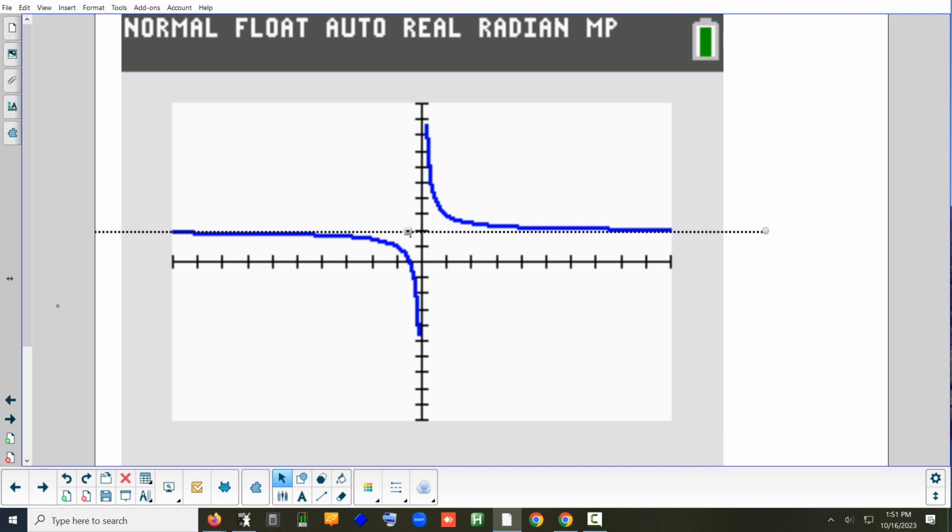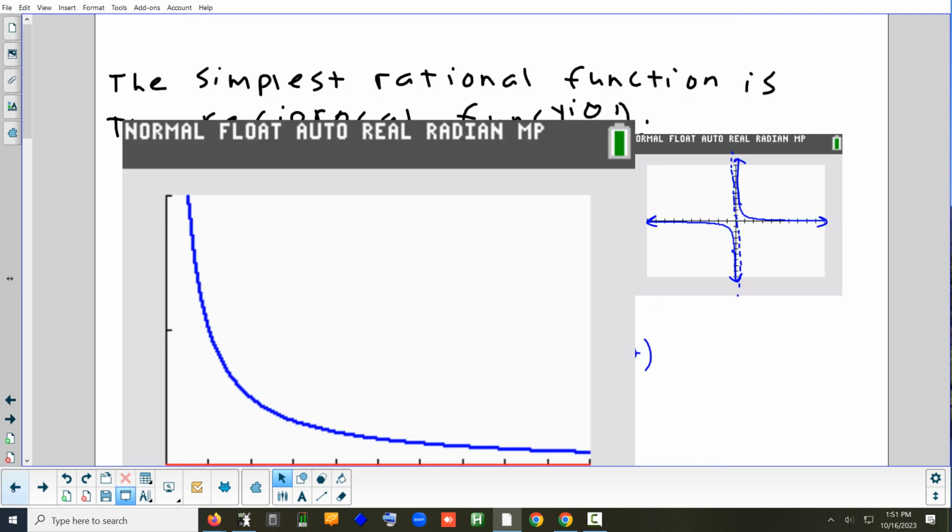Now, the pixels obviously make the line kind of thick. I could make it a little thinner. You can see it's coming down, and it's getting closer and closer to 2 on both sides. So that's your horizontal asymptote, y equals 2.